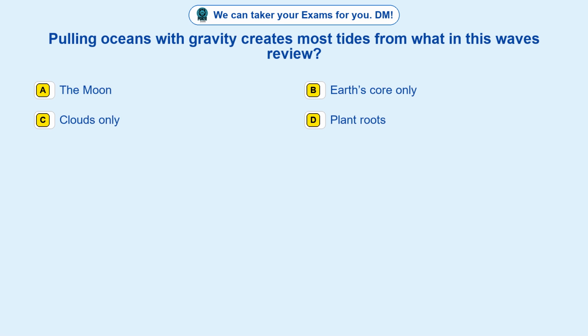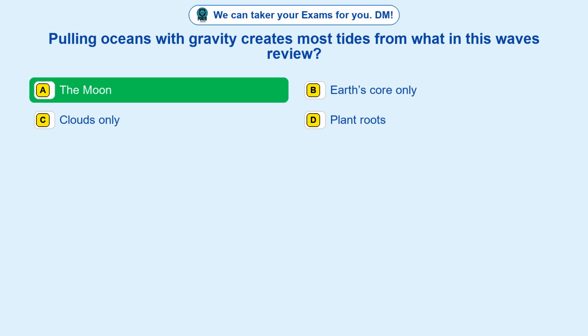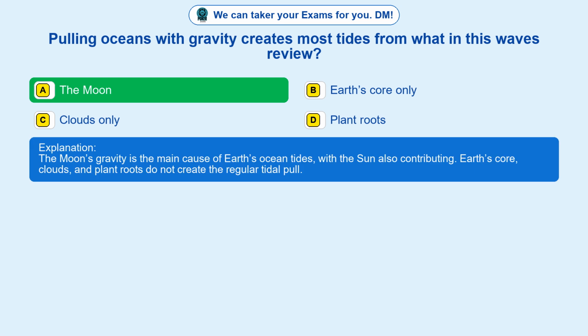Question 91. Pulling oceans with gravity creates most tides from what in this waves review? Option A, the moon. Option B, Earth's core only. Option C, clouds only. Option D, plant roots. The correct answer is option A. The moon. The moon's gravity is the main cause of Earth's ocean tides, with the sun also contributing. Earth's core, clouds, and plant roots do not create the regular tidal pull.